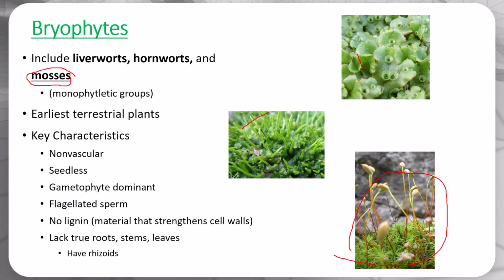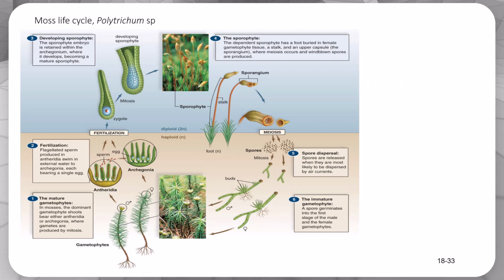They are gametophyte dominant. So remember, that's that haploid part of the alternation of generations life cycle. They have flagellated sperm, so they are limited to living in moist environments where the sperm can swim from one moss to another to fertilize the egg in the other moss. Also, mosses don't get really tall because mosses don't have lignin, which is a material that strengthens cell walls. And since mosses don't have vascular tissue, they don't have true roots, true stems, or true leaves. Instead, they have structures for roots that are called rhizoids. It's not roots, though, because it doesn't have vascular tissue.